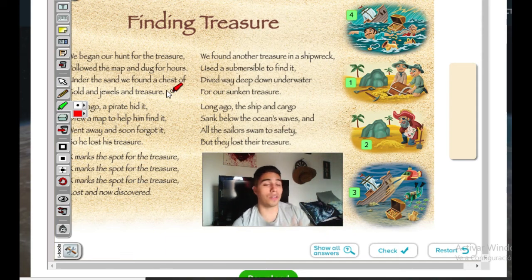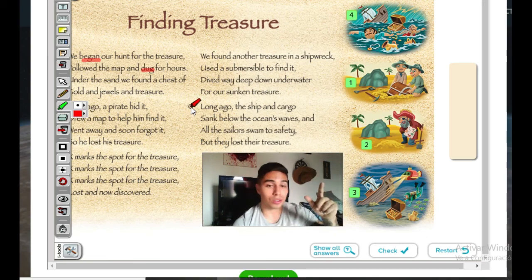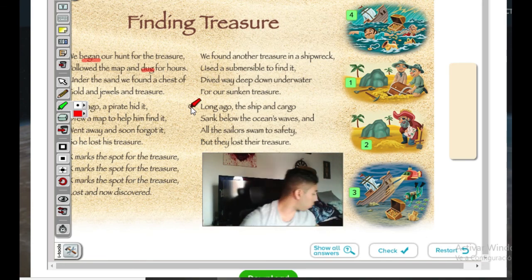So I'm going to give you an example in the first part of the story. We began, and in the previous lesson, began was one of the words that we learned, so I'm going to underline it. Then we have our hunt for the treasure, follow the map, and dug for hours. There is another new word here, I'm going to underline it. For hours, under the sand, we found. You see, found.